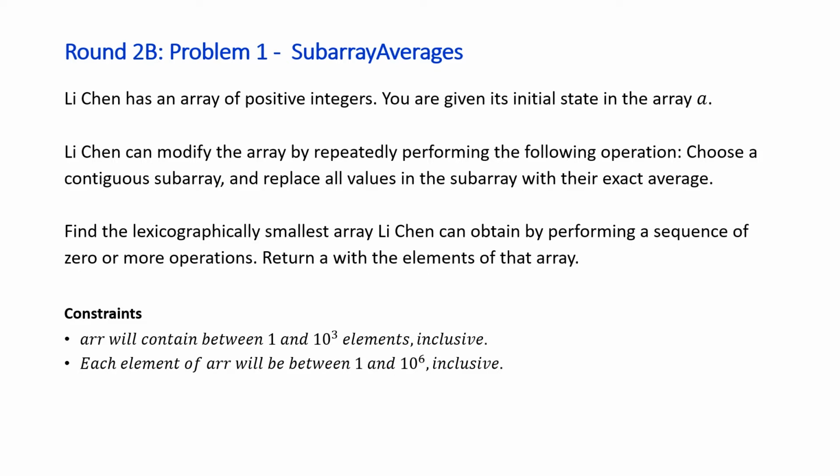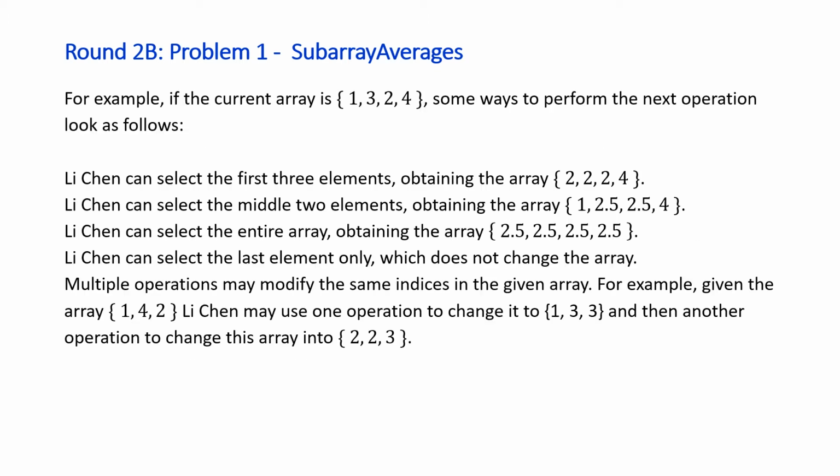And note that our array A will contain between 1 and 10 to the third elements, which means that a quadratic solution will be sufficient, and each element of our array will be between 1 and 10 to the 6. So integers will do. So let's take a look at the explanation of the operation that was also provided in the problem statement.